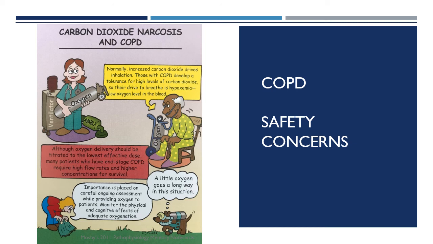Okay, so let's say someone with COPD typically lives at an O2 saturation of 88%. Well, we don't want to get them to 99%. We just want to try and return them to their normal range, okay? Because if we force them to have high flow oxygen, it's going to turn off their respiratory drive, leading to CO2 narcosis.